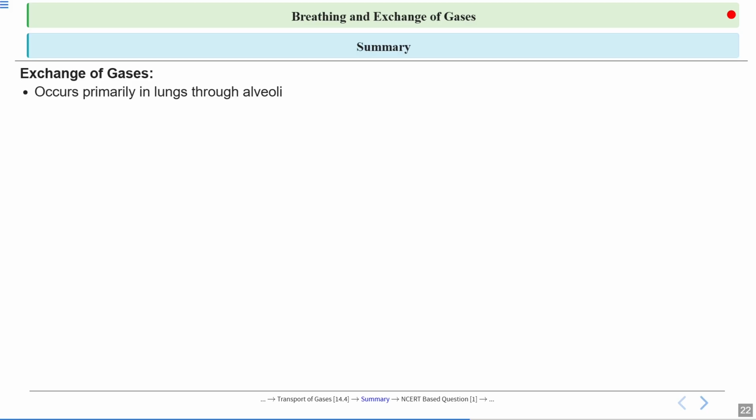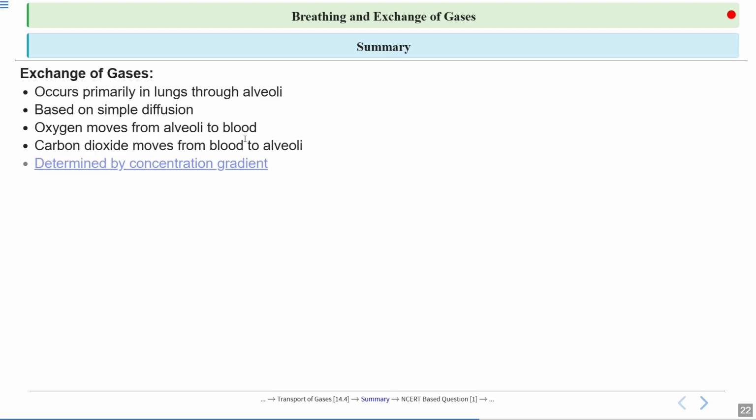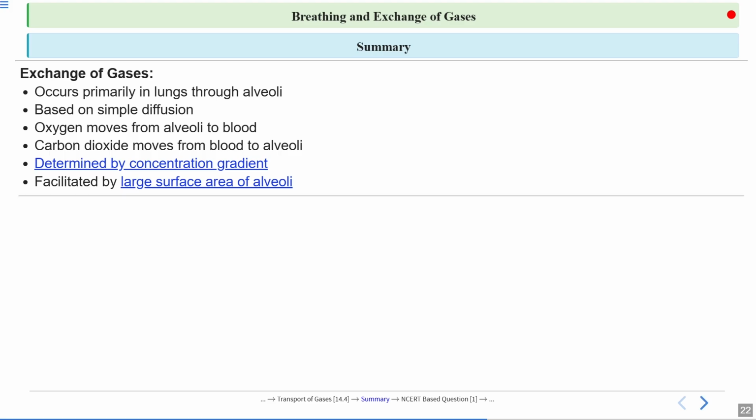Exchange of gases that we have studied today, in summary, occurs primarily in the lungs through the alveoli based on simple diffusion. Oxygen moves from alveoli to the blood and carbon dioxide moves from blood to the alveoli, determined by the concentration gradient. So whatever exchange of gases is taking place, whether in the alveoli or at the tissue level, it is based on concentration gradient, facilitated by the large surface area of alveoli. And this is the reason why the alveoli have a large surface area.